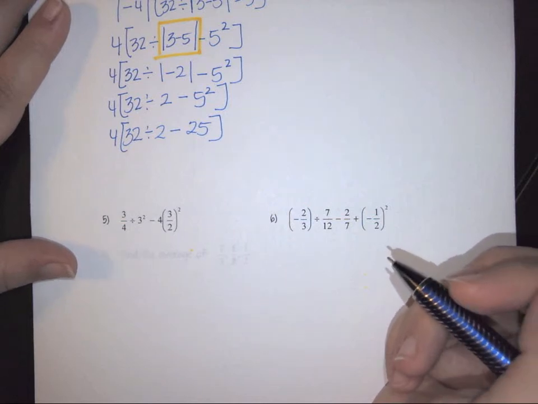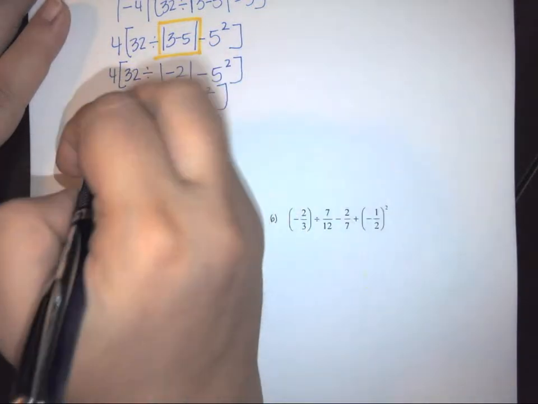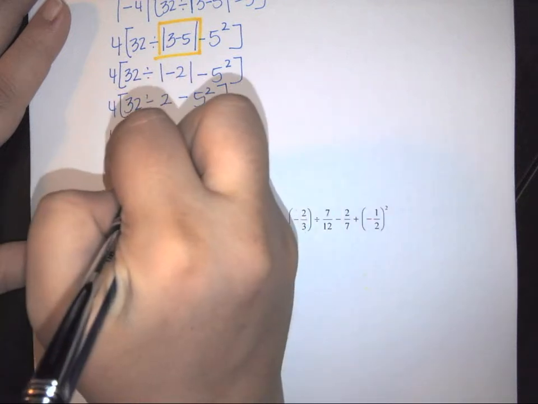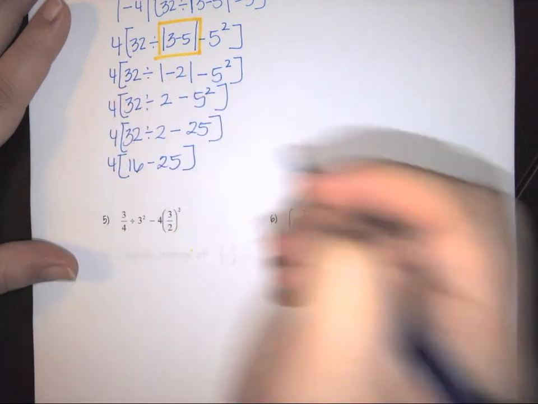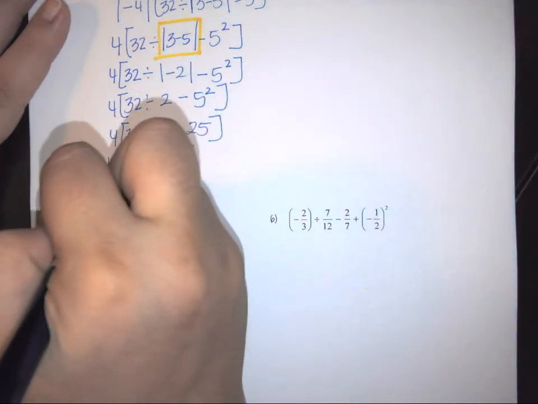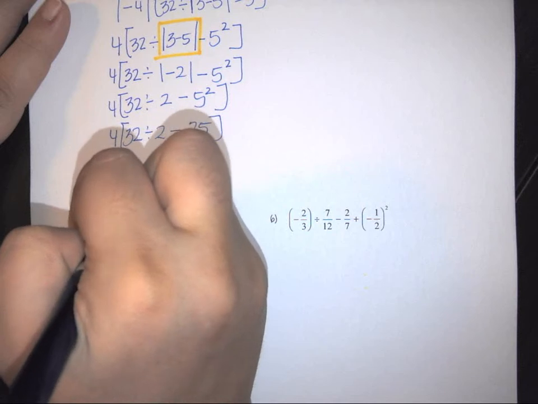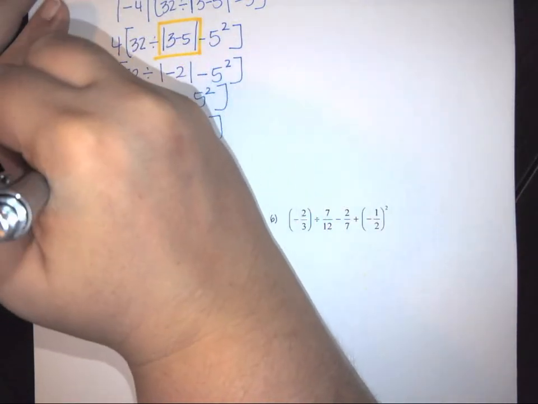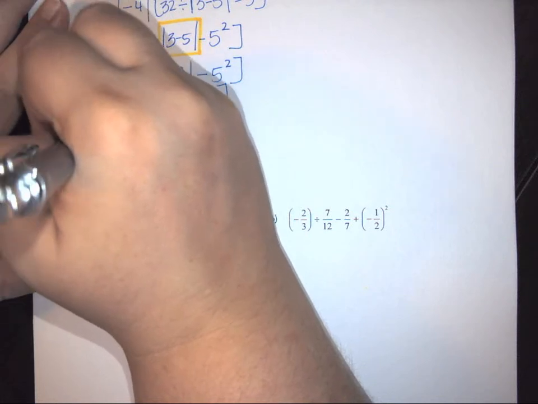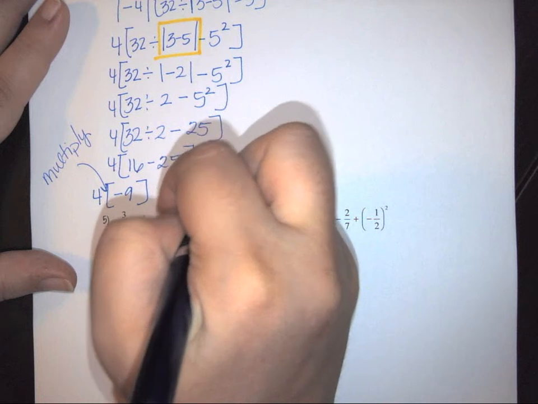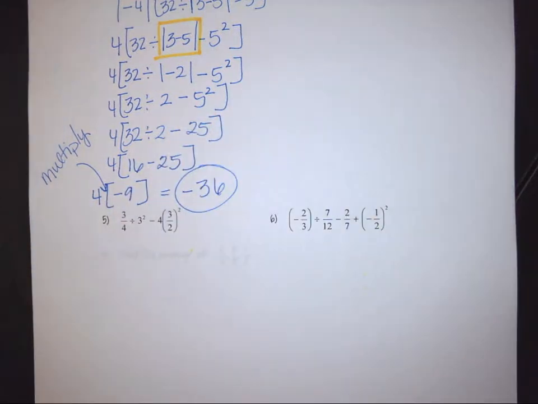The next order would be your division. So this is 4 times 16 minus 25. 16 minus 25 is going to give you 4 times a negative 9. Again, you need to remember that this right here is a multiply. So 4 times negative 9 is going to give you a negative 36. And thus completed order of operations.